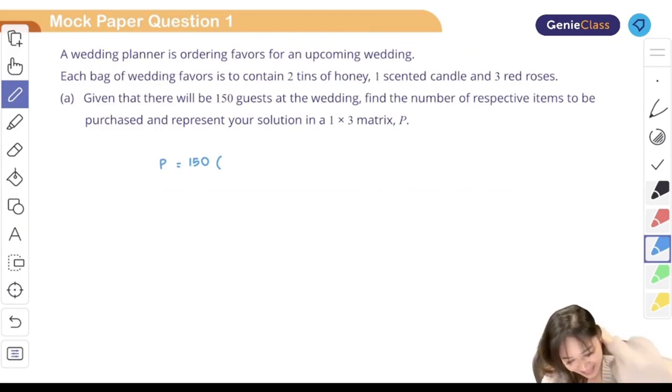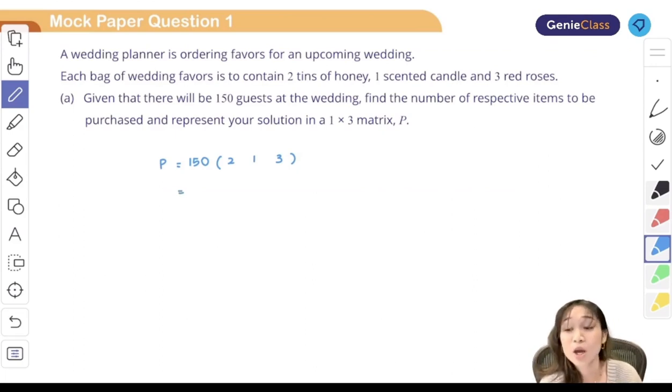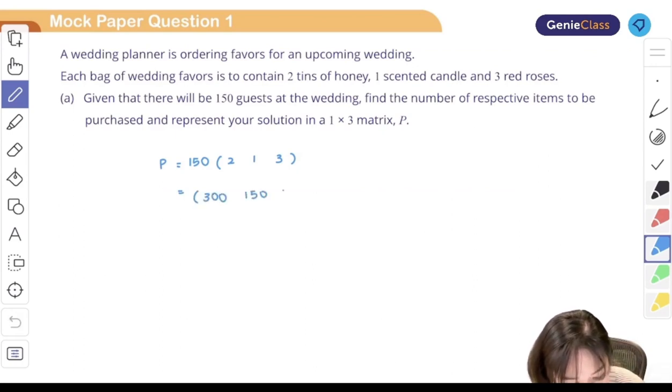Okay. So a row matrix. So I have 3 elements in my row matrix, right? First element 2, second is 1, and then last one is 3. So this will be scalar. This question is a scalar multiplication question. So when you multiply it, you should get matrix 300, 150, and 450.